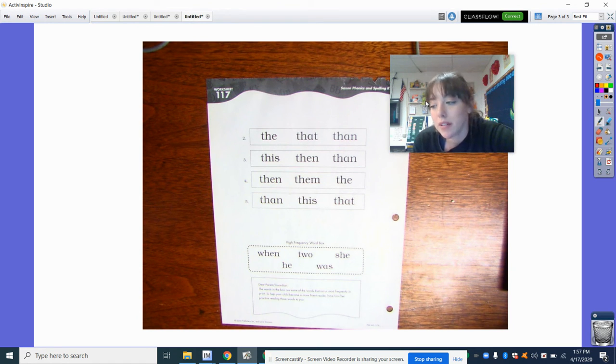Let's look at the words by number 2. And I want you to circle the word that. Circle the word that. If you circled this word, you are correct. Let's code that word. Remember, you need 2 lines for your voiced digraph, and then you need your short breve for your A.